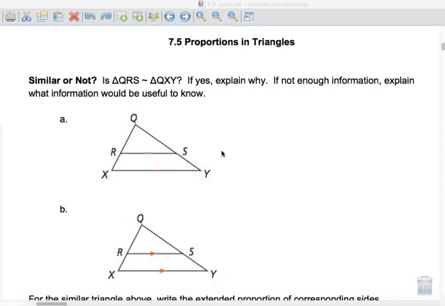Class, welcome to the beginning of 7.5 Proportions in Triangles Notes. Here's our first question: similar or not? Is triangle QRS similar to triangle QXY? Here we have it right here, QRS, triangle QXY here.